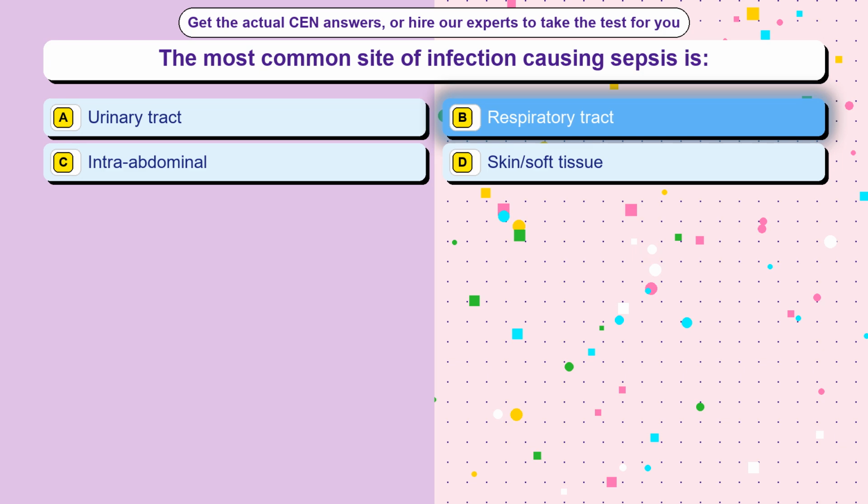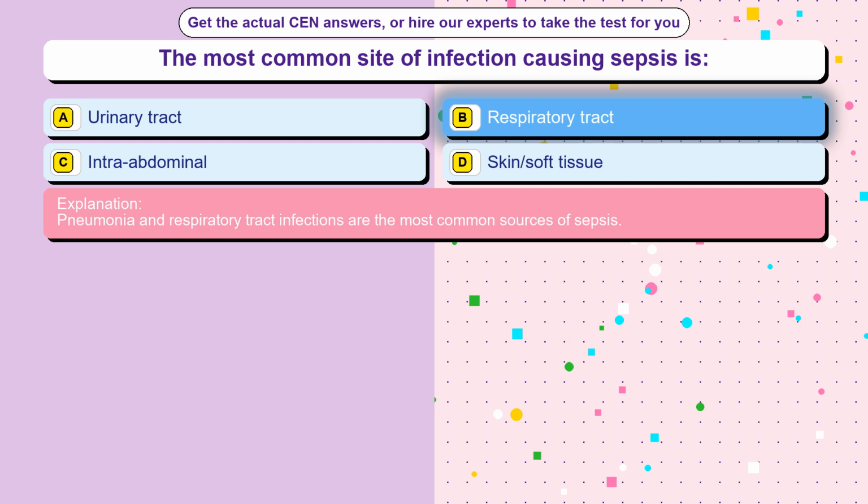The correct answer is option B. Respiratory tract. Pneumonia and respiratory tract infections are the most common sources of sepsis.